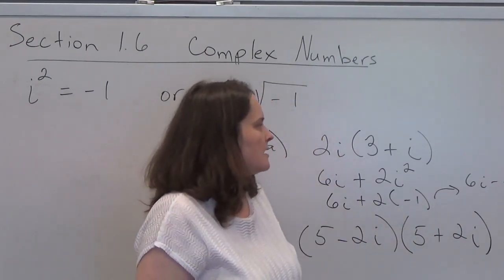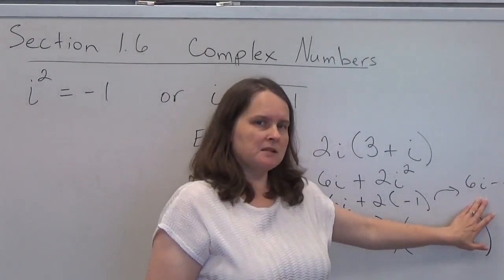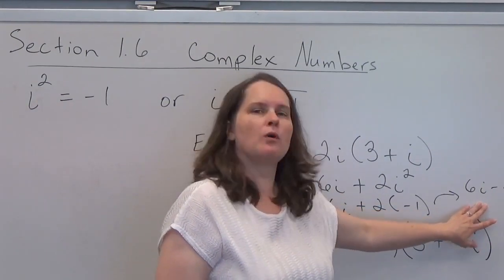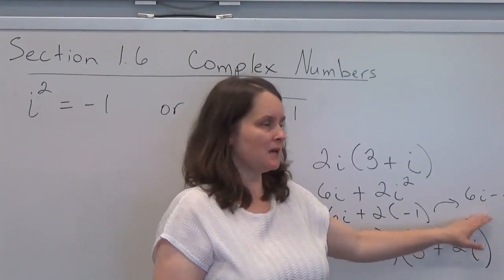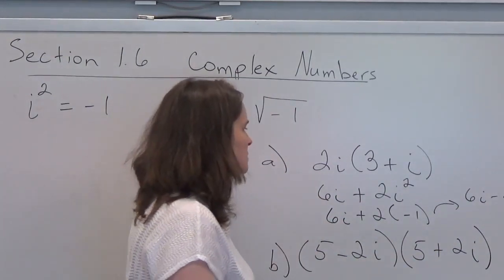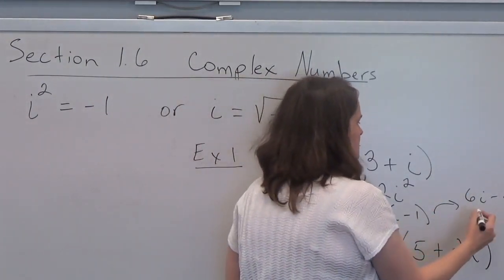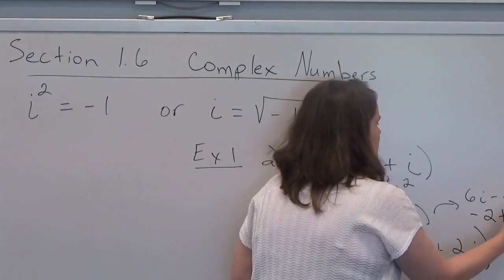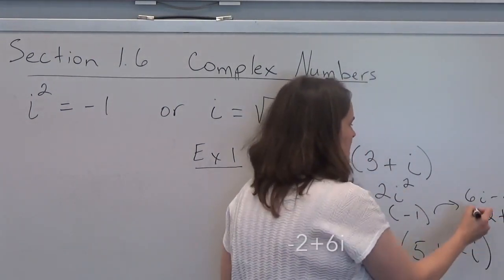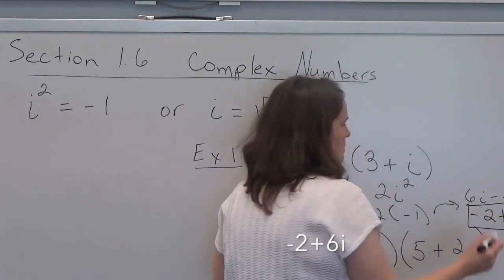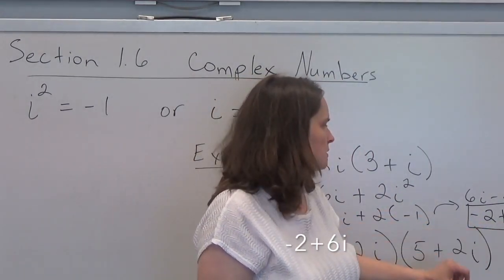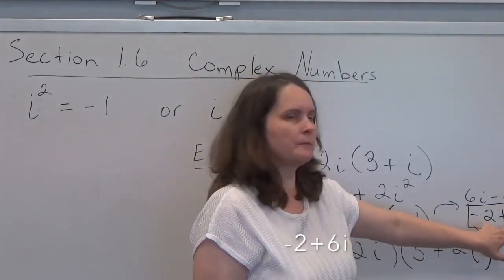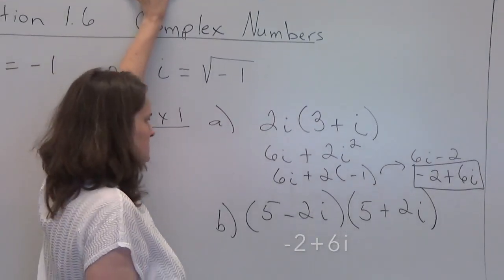All right. Is this technically a plus bi form? Well, not quite. We're going to be asked to specifically write these in the a plus bi form. So let's rearrange this. This is going to be negative 2 plus 6i. Writing it in a plus bi form, we see that a is negative 2, so that's the real part, and our imaginary part is our b, which is 6.